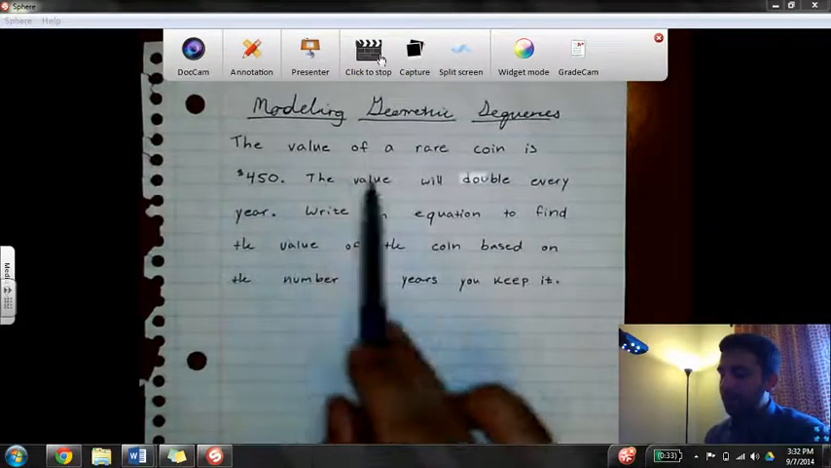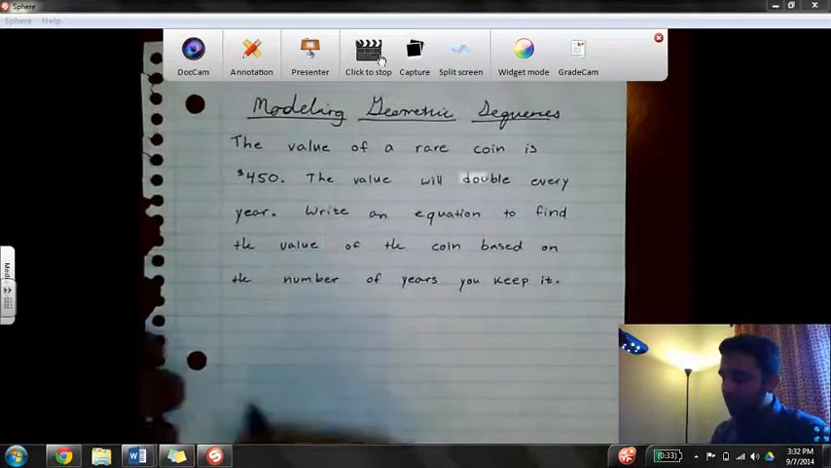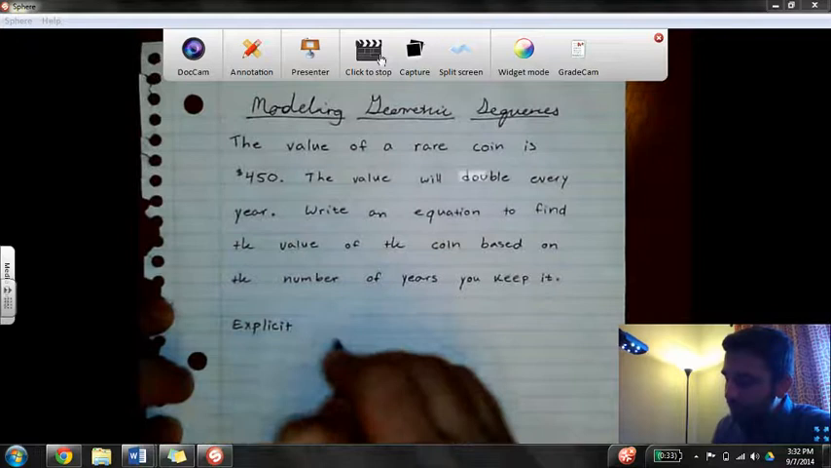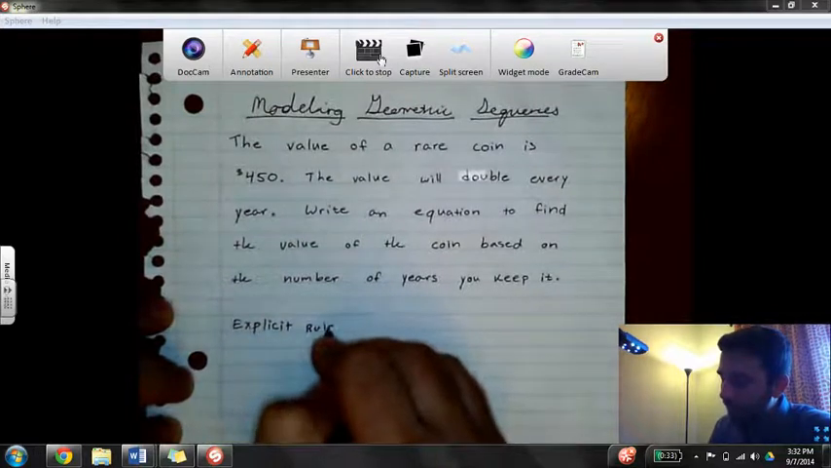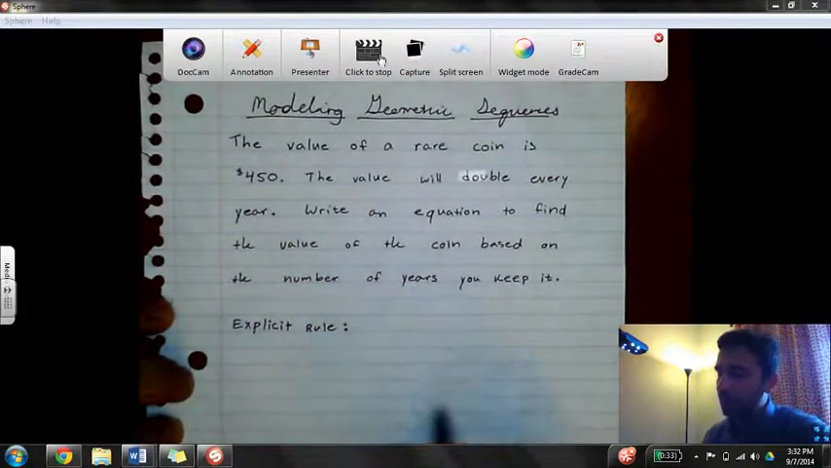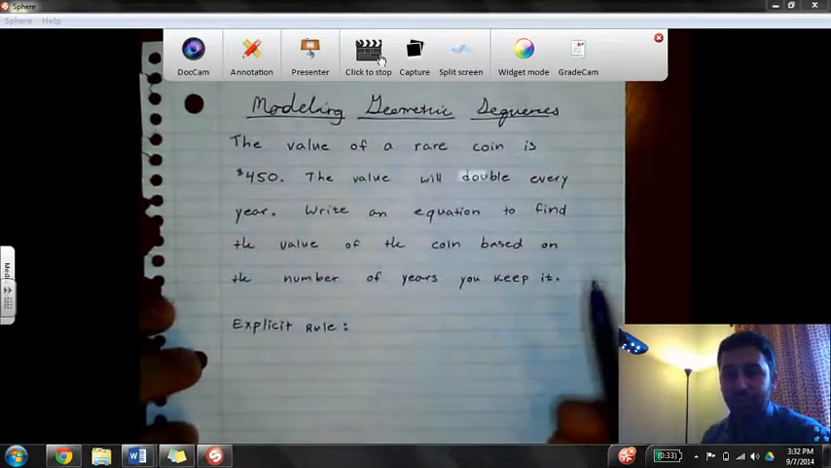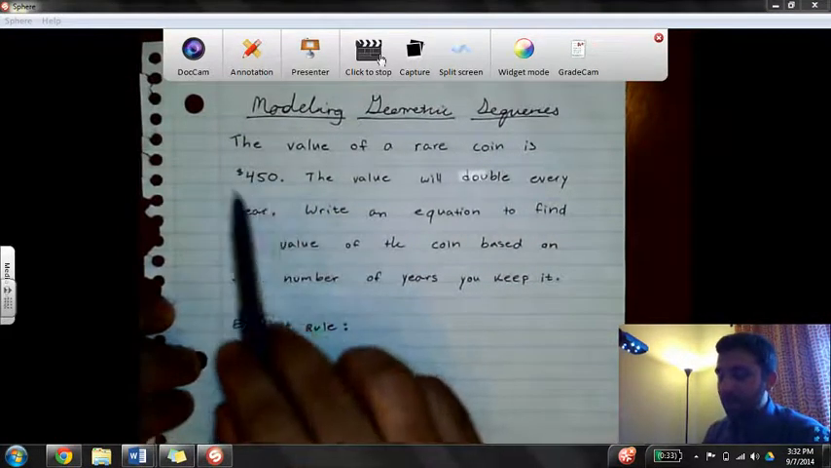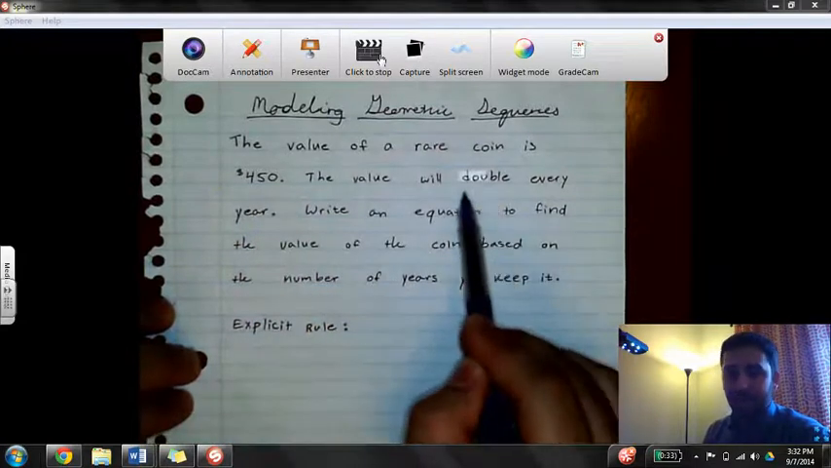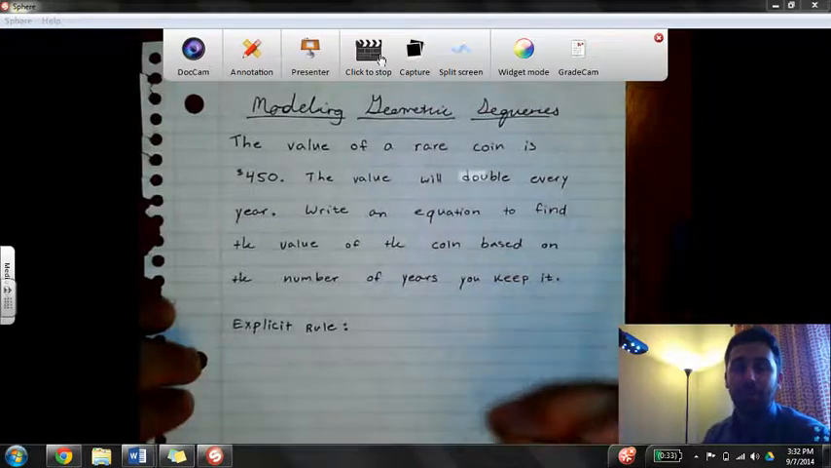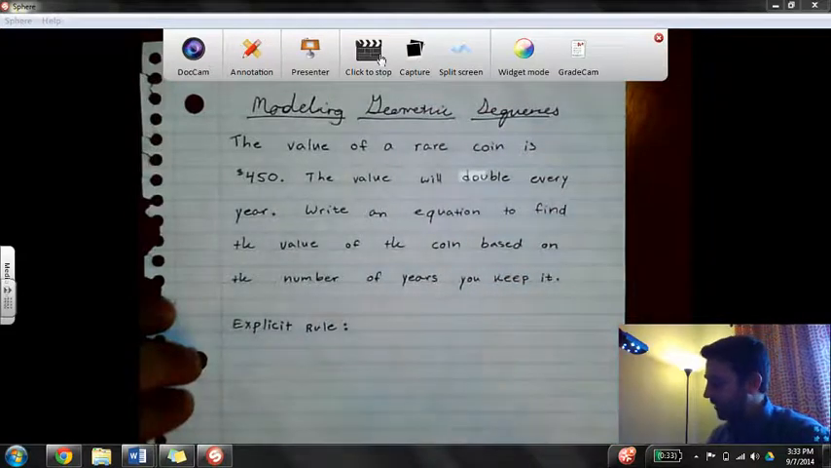So, based off our initial situation, we can write an explicit rule of the situation that models a geometric sequence, because we have an initial value that's doubling every year. So we're not adding an amount, we're going to multiply each year.